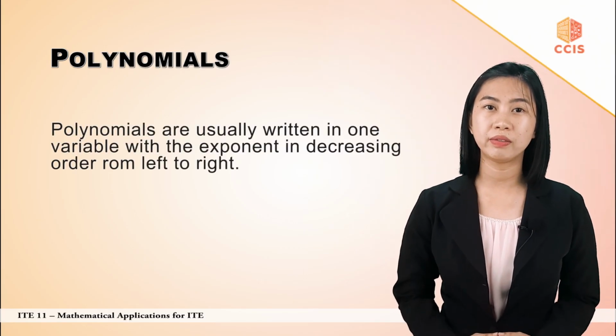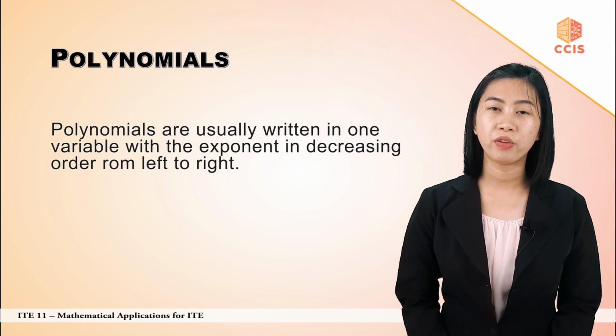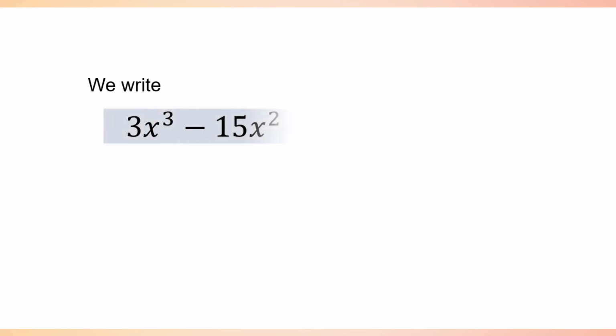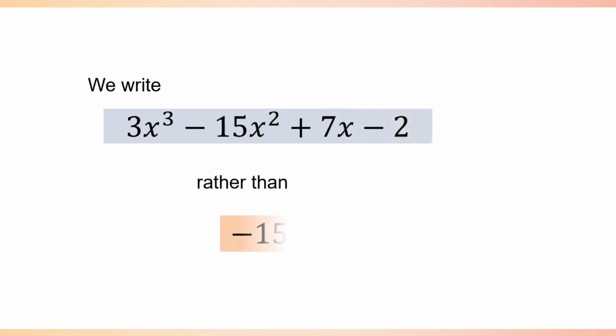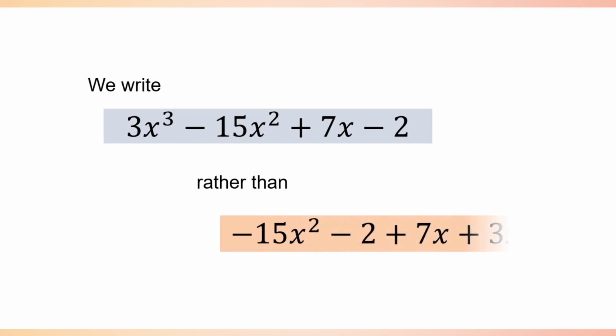Polynomials are usually written in one variable, with the exponent in decreasing order from left to right. We write 3x raised to the power of 3 minus 15x raised to the power of 2 plus 7x minus 2, rather than negative 15x raised to the power of 2 minus 2 plus 7x plus 3x raised to the power of 3.